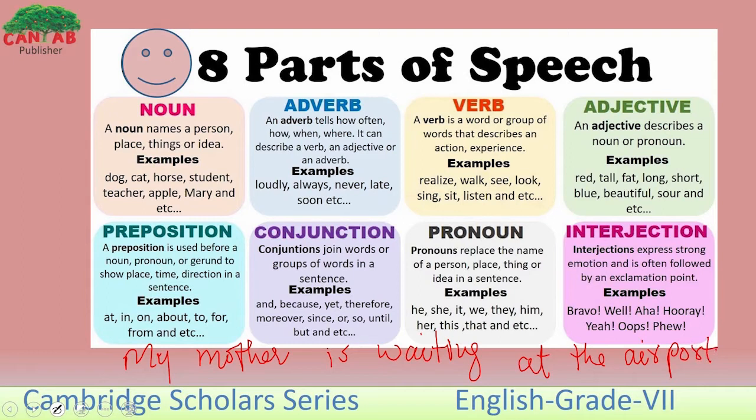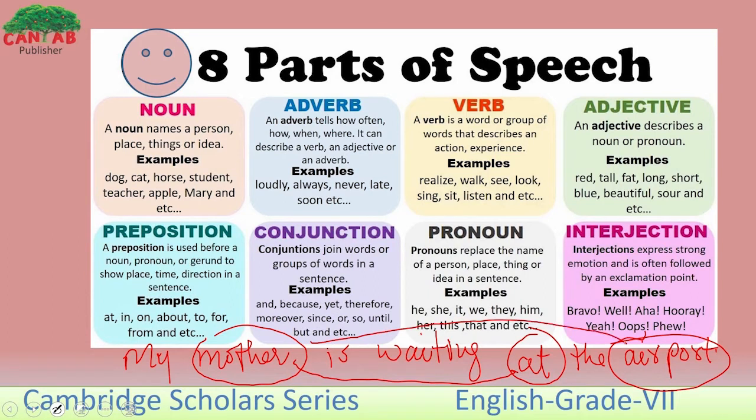Here, at is a preposition, mother is a noun, and the airport is also a noun. So here, at is referring to this noun. The mother is waiting at the airport. So we have a bridge, a connection, a source of direction here, which is showing where things are.